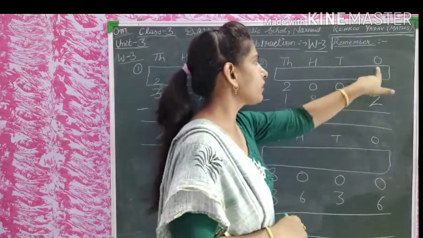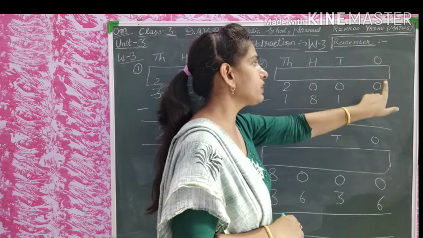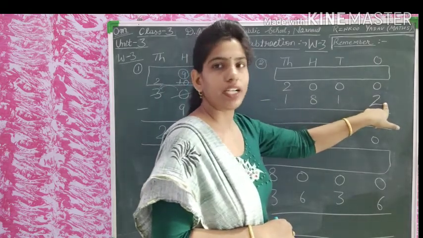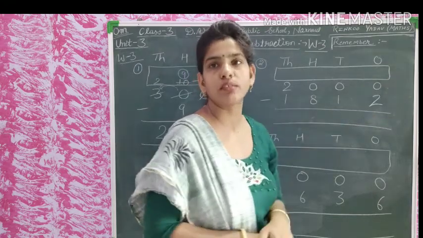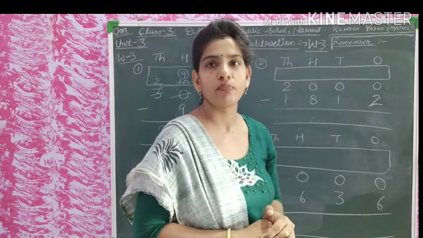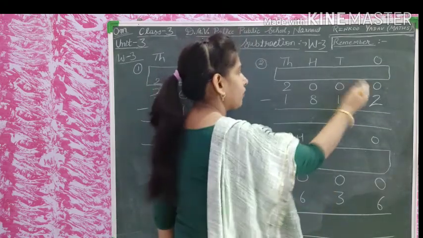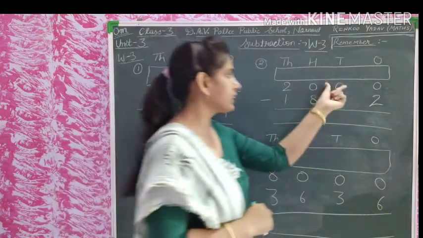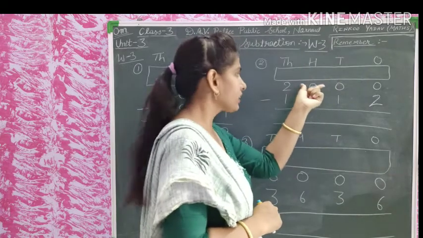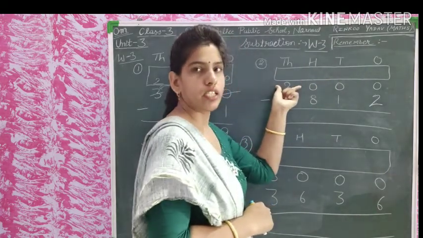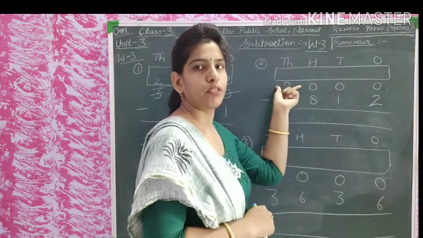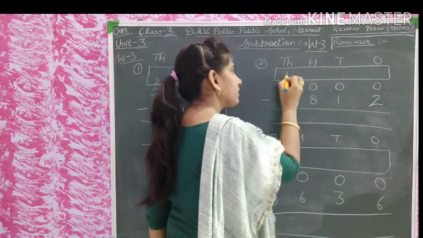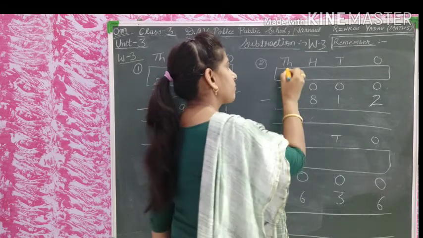There is a ones place here, and in the ones place there are 0 ones and 2 ones. But we can't subtract 2 from 0 ones. Then what will we do here? Yes, we will borrow from the neighbor places. But it also doesn't have any. This will come to the neighbor, and it will borrow one number from this. And after borrowing one number, this number becomes 1.